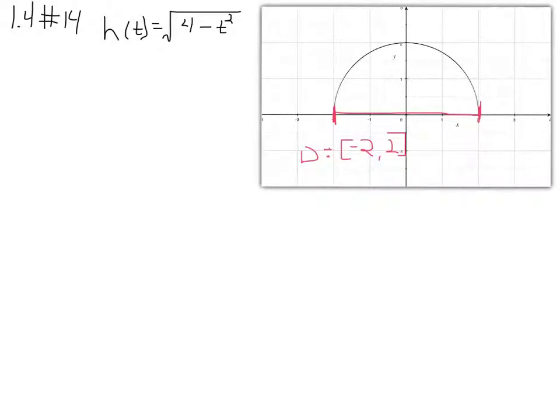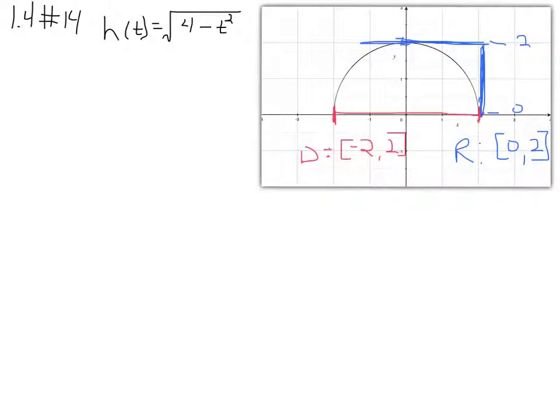Now the range is all of the y values that have something in them. And it looks like all of the y values go from 0 all the way up to 2. Now it definitely looks like it gets to 2. It sure looks like it gets to 0. So I'm going to say the range is going to go from 0 to 2.